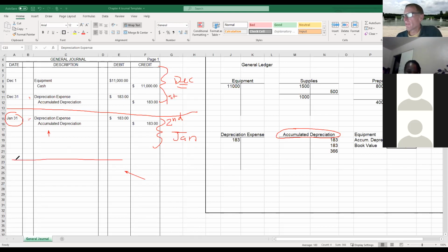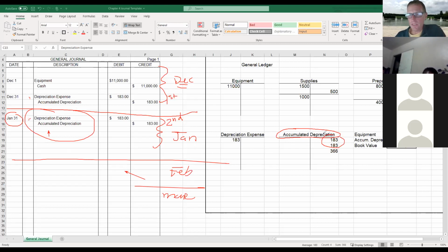And then every month, if we did February, or if we did March, this is going to be the exact same entry every single month. And then you post it, and then eventually this accumulated depreciation, that's the account that's going to keep increasing. Okay.